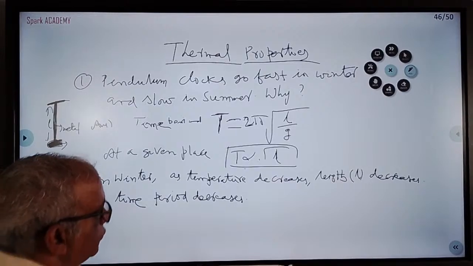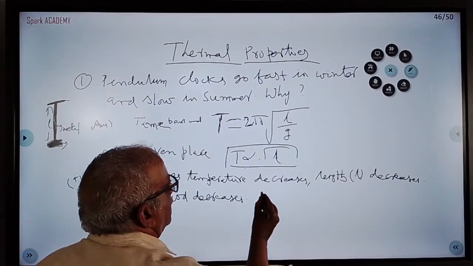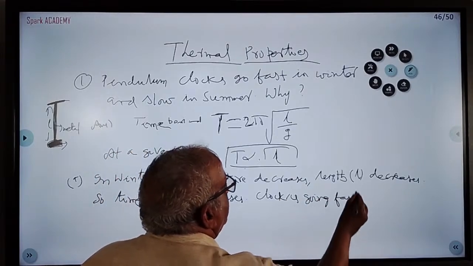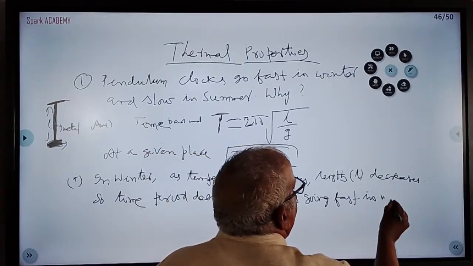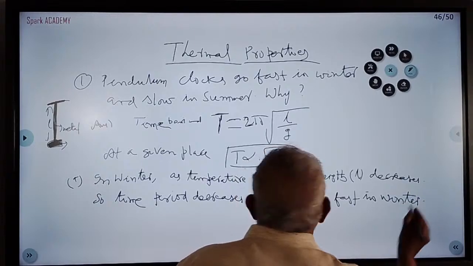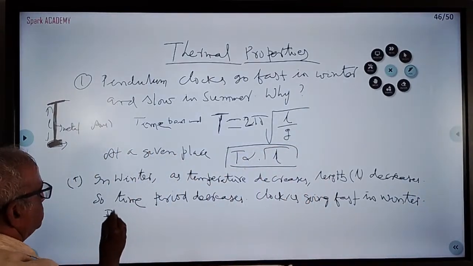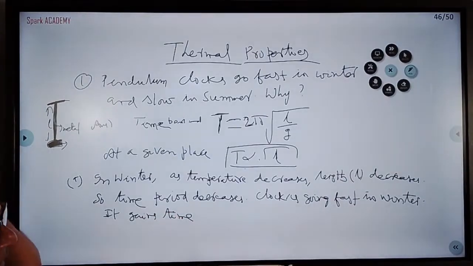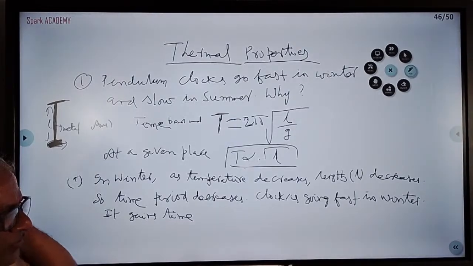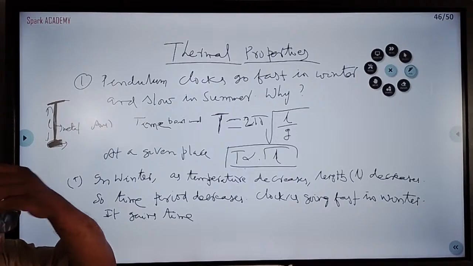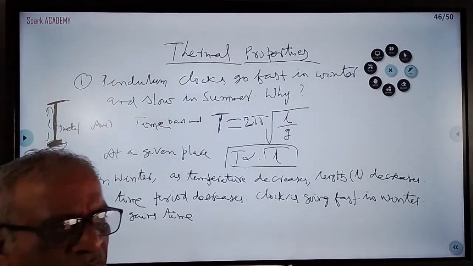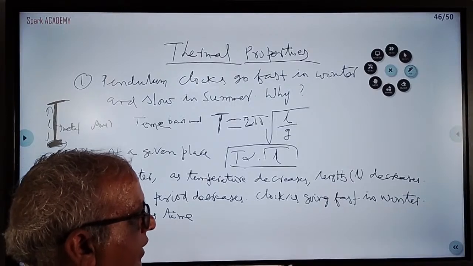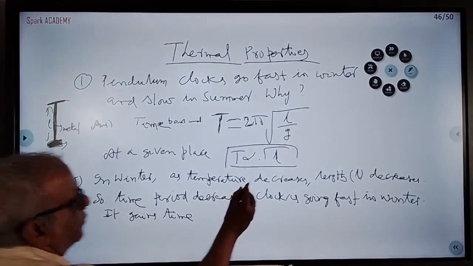So what will happen? Time period decreasing means the clock is going fast. Why is it going fast? The clock is going fast in winter. Going fast in winter means it gains time. In winter, as temperature decreases, length decreases, its time period decreases. Time period decreasing means the time taken to complete one oscillation is decreasing. That means the number of oscillations in a day is increasing. So it gains time. In winter it gains time. So you remember, time period is proportional to root L here.